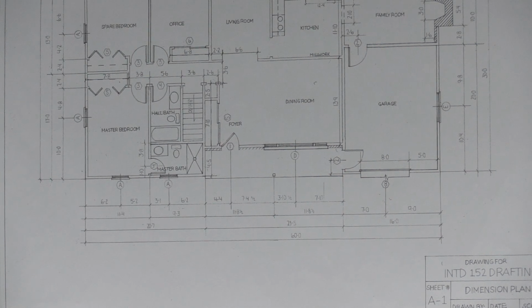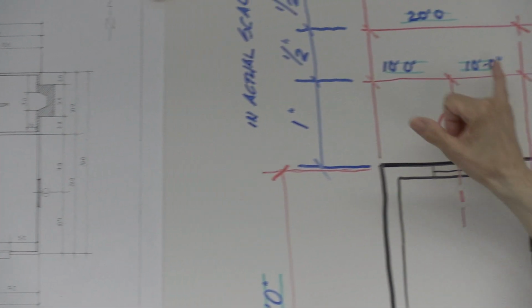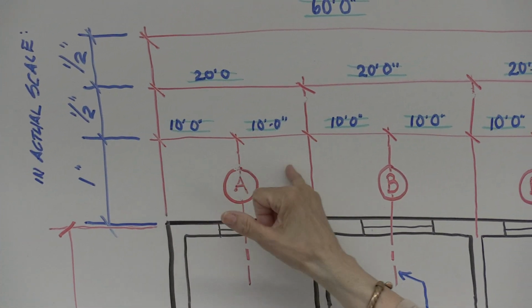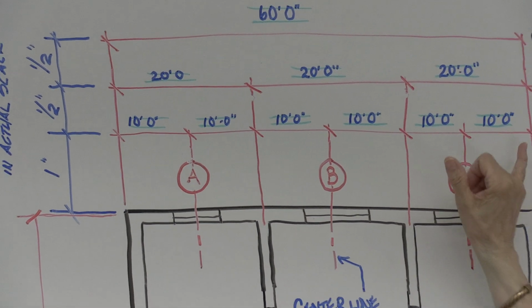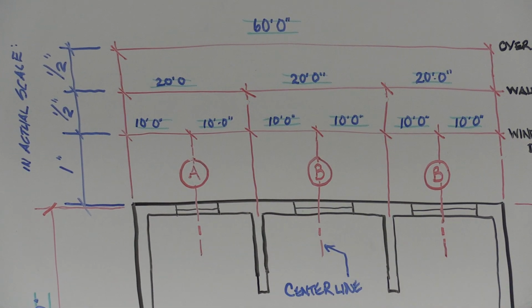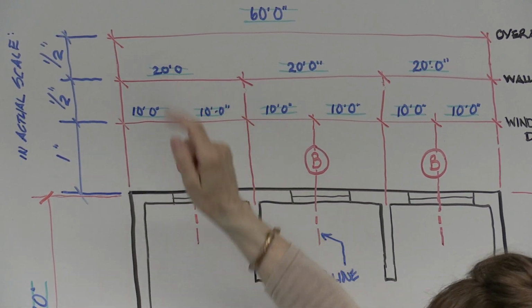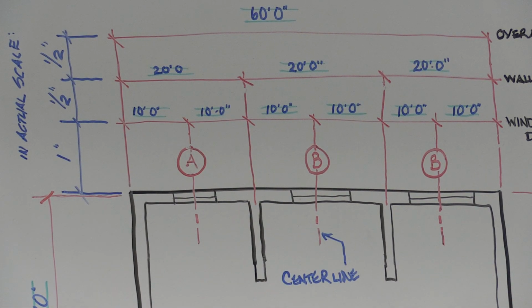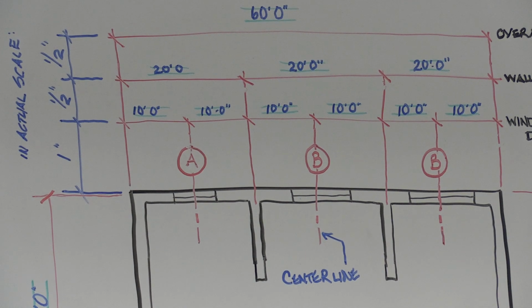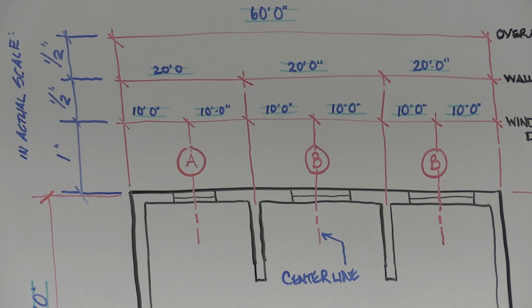You also want to make sure that your dimensions add up. So all of the smaller dimensions should add up to the largest dimension. And here we have 2 smaller dimensions. Make sure they add up to the larger dimension. You must always check that in all areas of the plan.